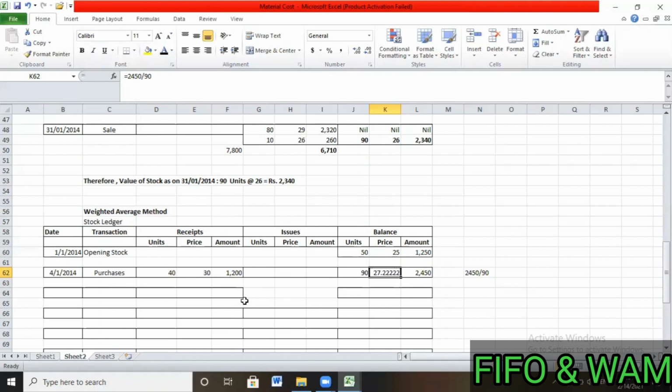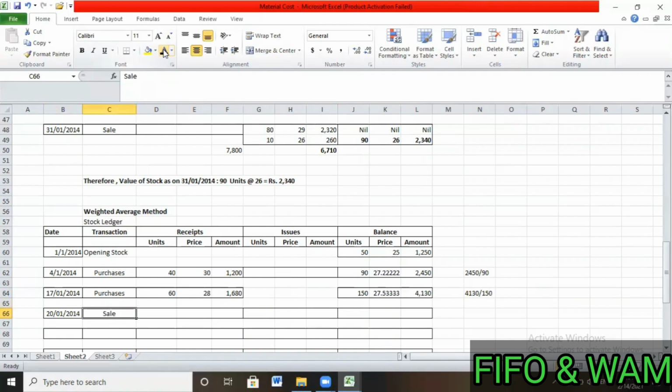This is the difference between first in first out and weighted average. In FIFO, we need to present on different lines according to their purchasing record in chronological order, but here we are adding up. That means we are averaging off. Again, we have the purchase of 60 units at the rate of 28. So this time your 90 plus 60 become 150, and 2450 plus 1680 become 4130. And again 4130 divided by 150, you will get 27.5333333333.